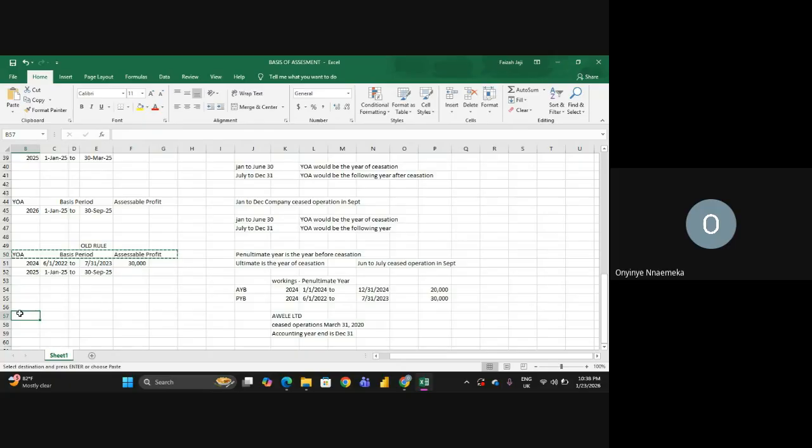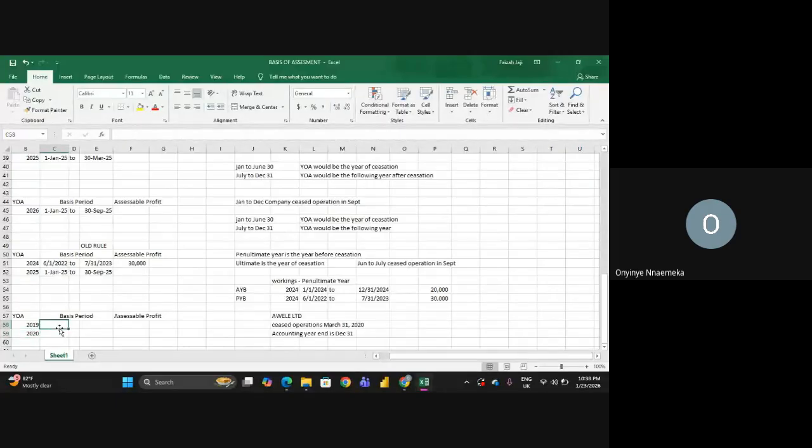So now, to do this for Awele, what do we do? First, we need to identify the ultimate year and the penultimate year, if you are using the old rule. Now this is the old rule. I'll use the old rule and I'll use the new rule. We call it a day. Using the old rule now, which year is the ultimate year? That is the year they ceased operation, 2020, right? Which is the penultimate year? The year before you ceased operation, 2019.